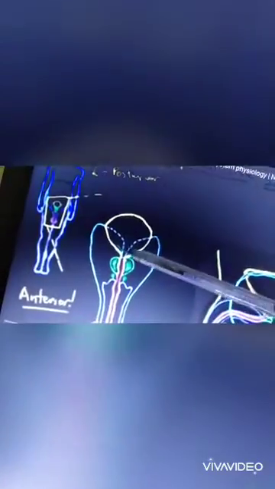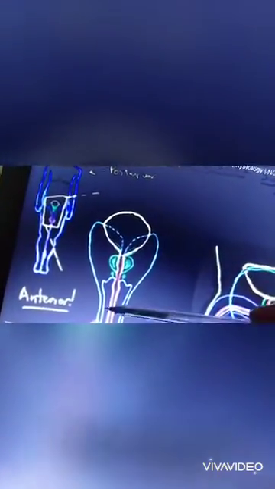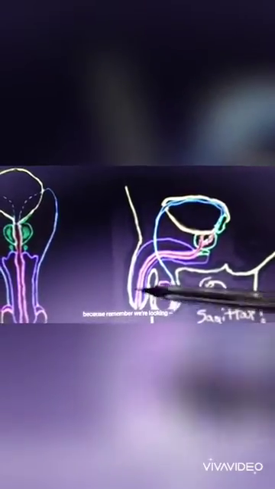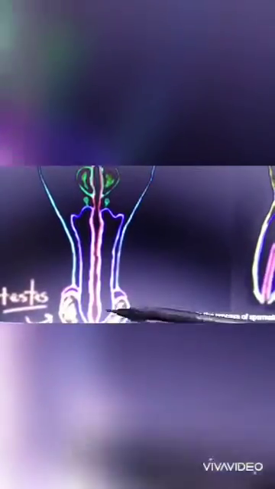Good morning students. Today we are going to discuss the male reproductive system, which is very important for the life process. This is the anterior view of the male reproductive system, this is the posterior view, and this is the sagittal view. So these are the main important parts.